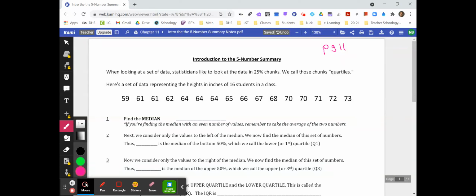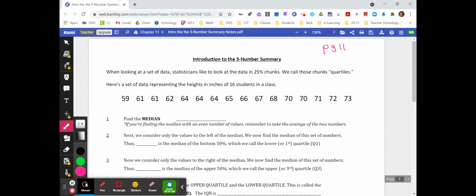So when looking at a set of data, statisticians like to look at the data in 25% chunks. We call those chunks quartiles. Here's a set of data representing the heights in inches of 16 students in a class. So these are the heights here. They're listed in order from least to greatest, and our job here is to find the median.